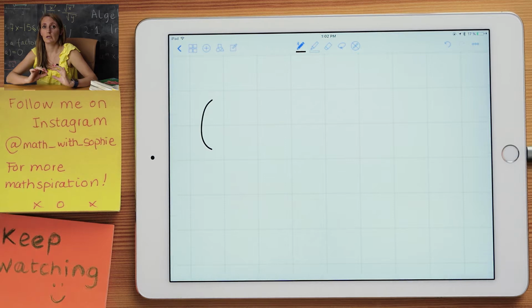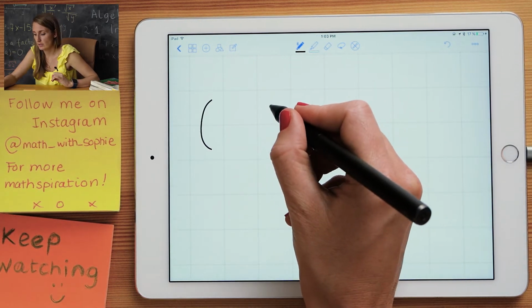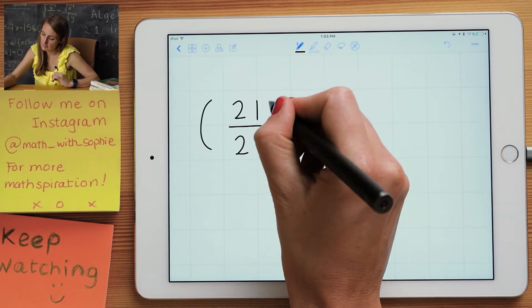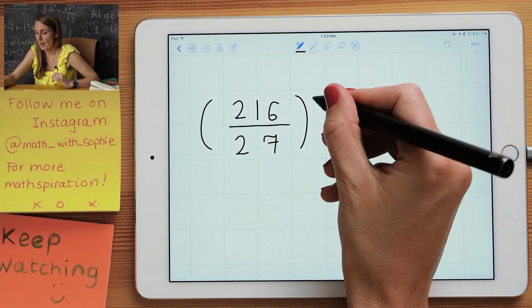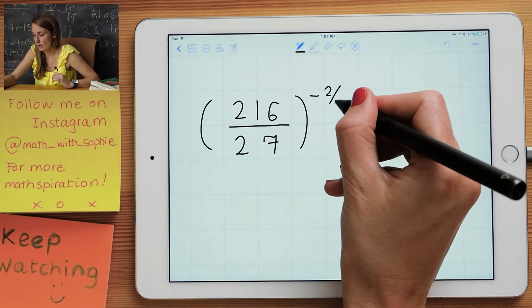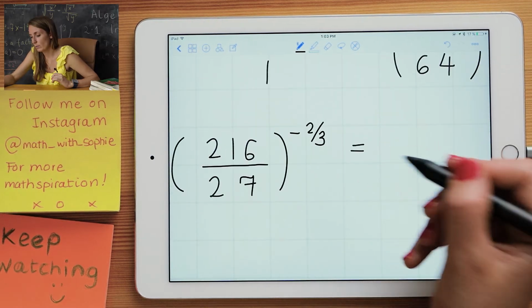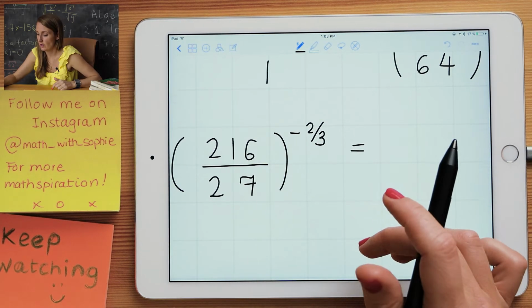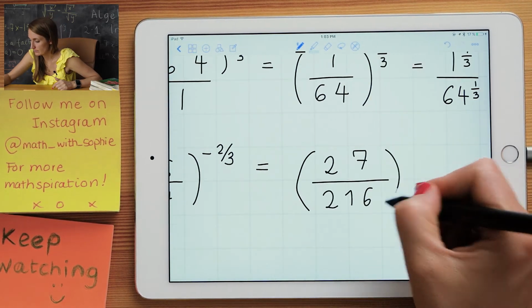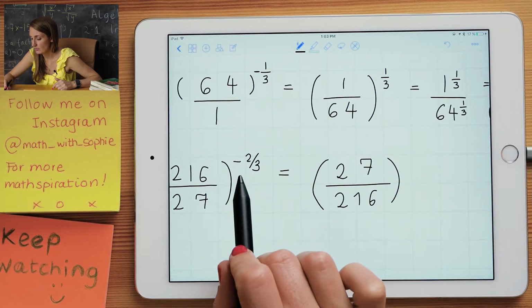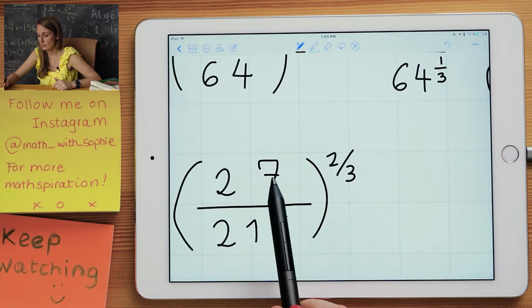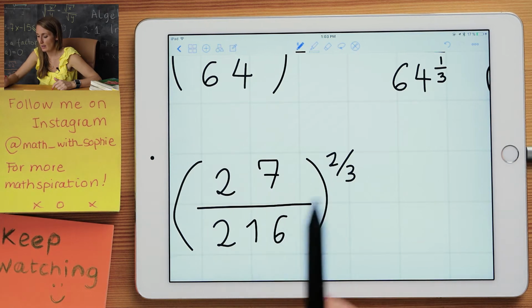Now we're going to do a fraction with a negative fractional power, so it's pretty tricky. So we're going to have 27 over 216 to the power of negative 2 over 3. We're going to start by dealing with the negative, so we're going to flip our fraction upside down. Then that means that we can change the minus 2/3 into plus 2/3. We're going to now put that 2/3 on both the numerator and the denominator.